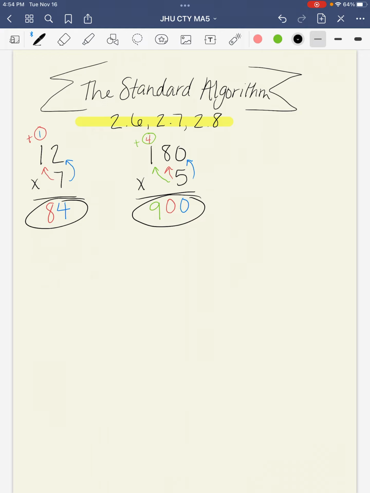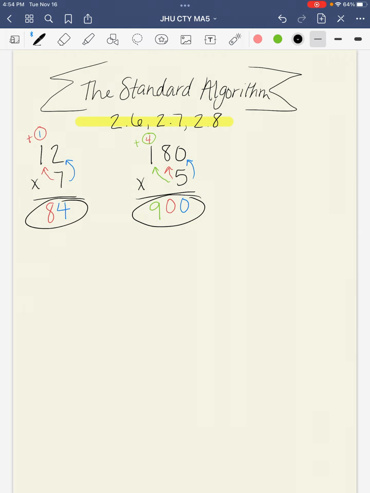And you can do this no matter how many digits you have in a number. 2.6 is using those double digits times a single digit. So tens place times ones place numbers. In 2.7, you're going to see double digits times double digits, which gets a little trickier because we have to use those placeholders when we're using this algorithm. So let's look at what that might look like.